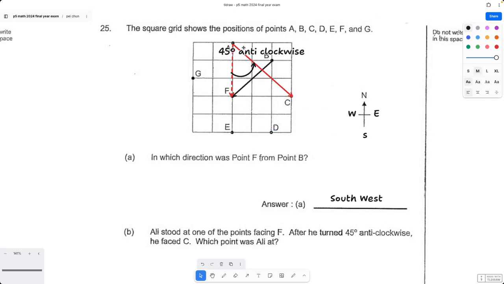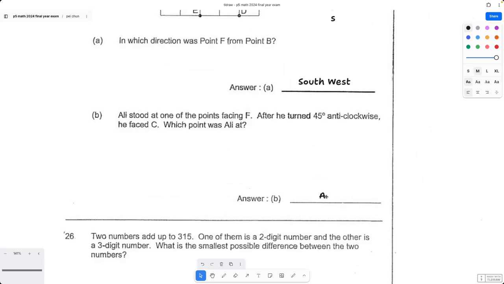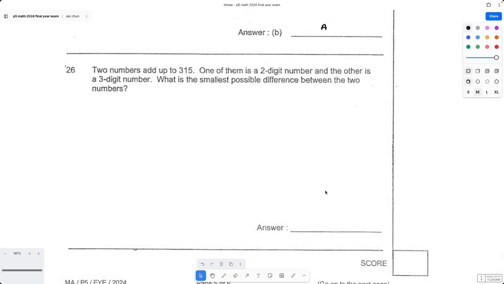So I say over here, which is basically half a 90 lah. Okay, so in this case the answer is A. Okay, let's move on to question 26.